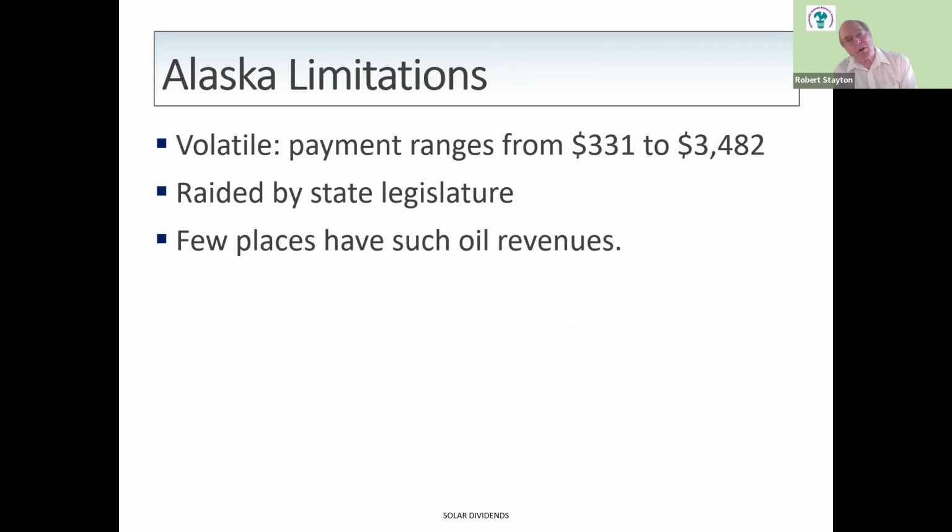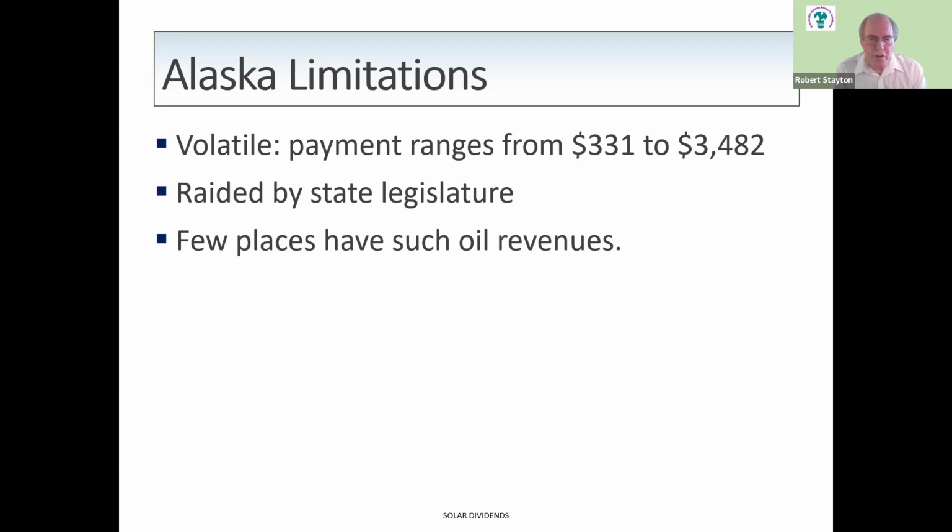However, due to stock market fluctuations, the payments have varied widely over the years, from a low of $331 to a high of over $3,000 per year. Because it fluctuates every year, recipients have learned they can't rely on it, so it hasn't altered lives very much. Also, the earnings from the endowment are a temptation to the state legislature, which has at times diverted some of the revenue to fund the state budget.